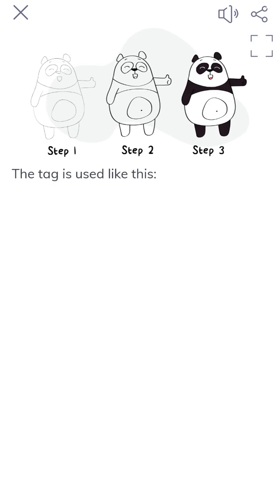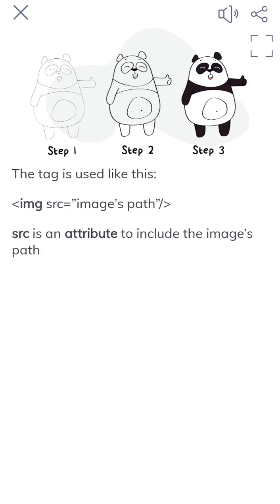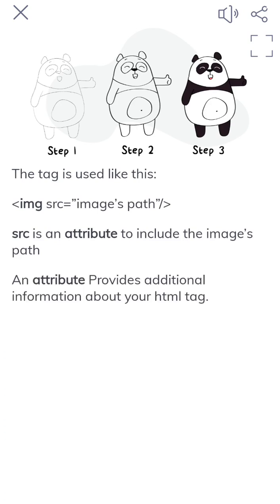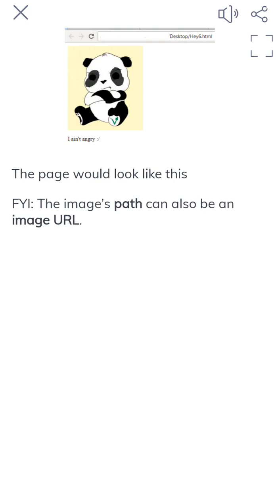The tag is used like this: img src equals images path, greater than. src is an attribute to include the image's path. An attribute provides additional information about your HTML tag. FYI, the image's path can also be an image URL.